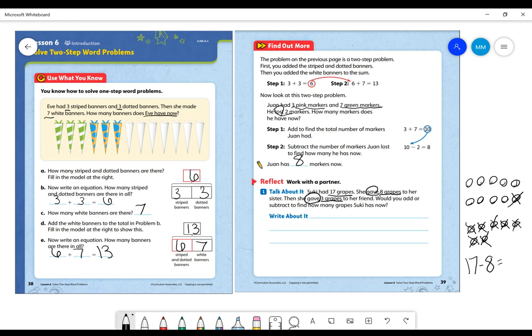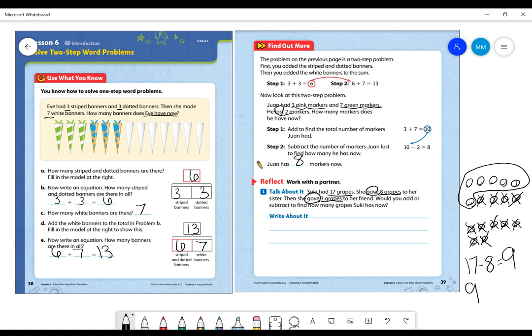So this is step 1. Well, I can look at my top 10 frame and notice that I have 9 grapes left. But I'm not done because then it says, then she gave 3 grapes to her friend. So now we have 9 grapes because she gave 8 away. But now she gives 3 more to her friend.